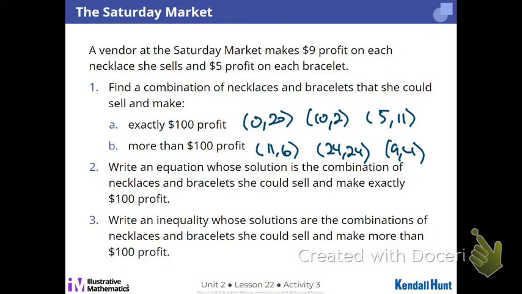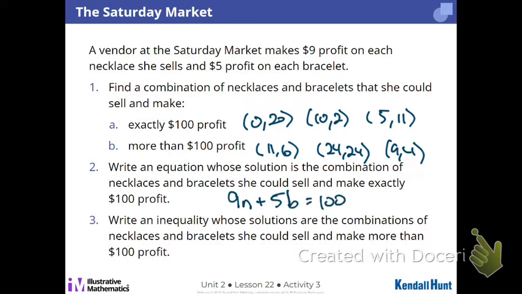So next, we want to write an equation to represent when we equal 100. So who'd like to help me out with that? Olivia? Well, that's a combination that works, but I want an equation that works for all the answers. I wrote 100 equals... Okay, I got you. So $9 per necklace plus $5 per bracelet equals $100.